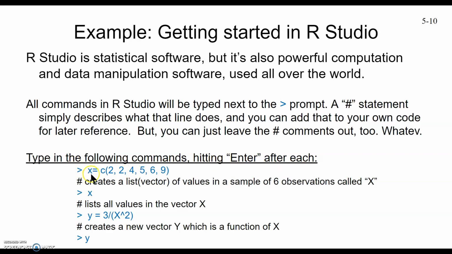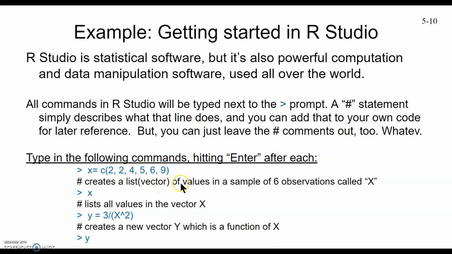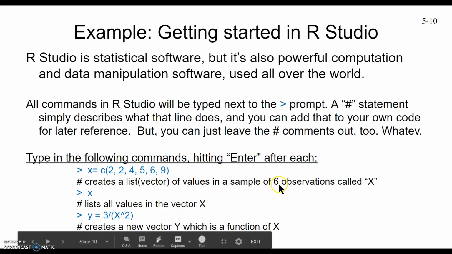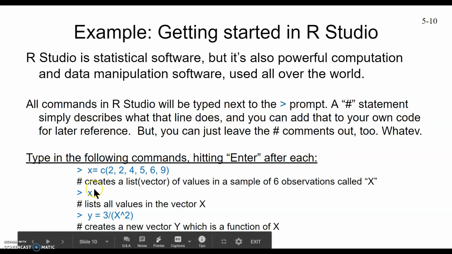Start typing and it'll turn blue, and type x equals c(2, 2, 4, 5, 6, 9). This creates a vector of values in a sample of 6 observations, and we're just calling it x. So maybe it's like the number of TVs in somebody's house or whatever, okay? So c is like a collection, if you want to remember that. If you type x after that, that'll list all values. So go ahead and do that.